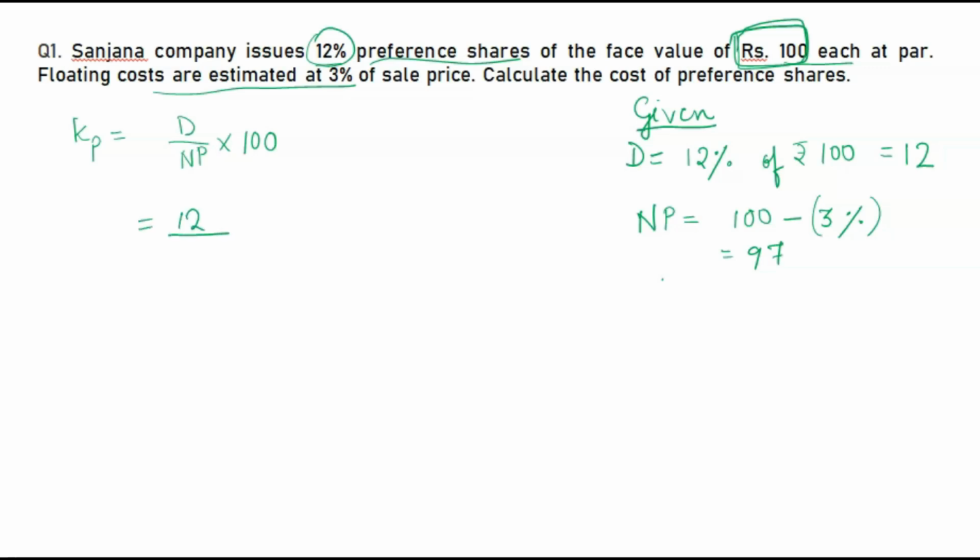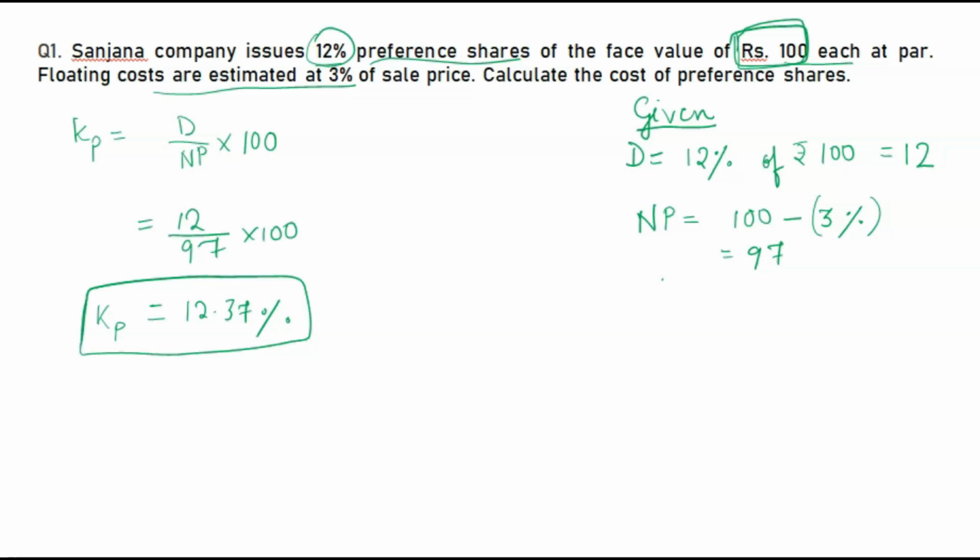Dividend is 12 and net proceeds we got as 97, multiplied by 100, and what will we get here? When you calculate it, you will get 12.37%. So this will be the cost of preference shares. Okay, so this will be the cost.